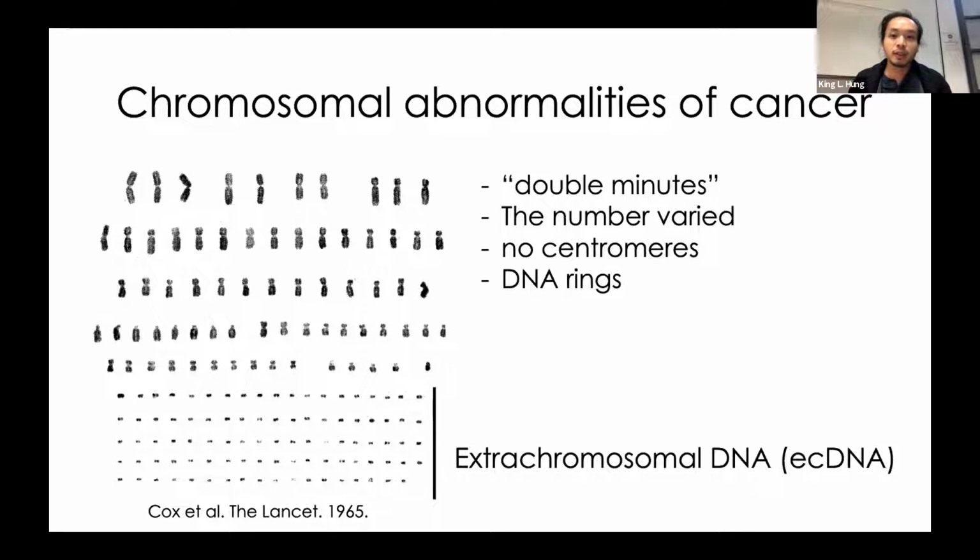They were classically called double minutes because you often see these paired dots on metaphase spreads. In that first paper that described these molecules in 1965, the author made a number of observations that turned out to be true. First of all, the number of these ecDNA molecules varied from cell to cell. So different cancer cells have different copy numbers. They also don't have centromeres, and they appear to be DNA rings.